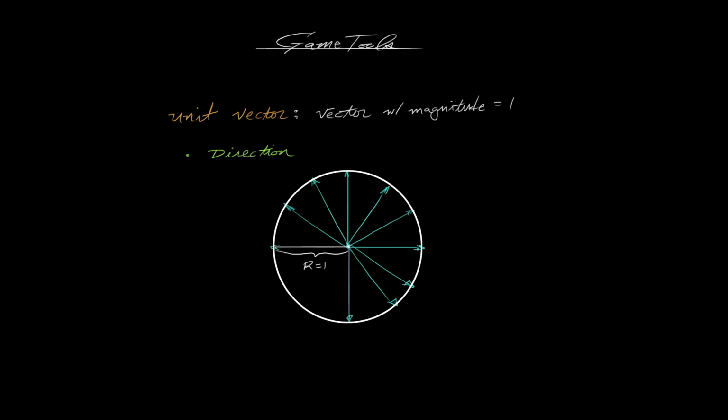So, along with the magnitude, you also need the direction component for a vector. The magnitude, again, just tells you the length along the direction that you're traveling. The direction itself tells you which direction you're going to be traveling in.